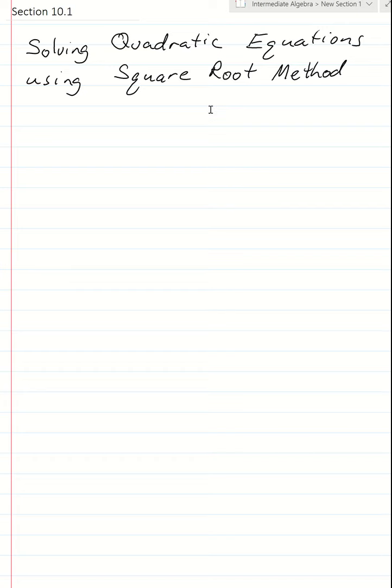And what are some of those skills? Simplifying square roots, rationalizing your square roots, working with the imaginary number i. All of those ideas we will utilize once again in chapter 10. Because in chapter 10, we're going to take a look at, once again, solving quadratic equations, except we're going to use a different method. For example, we have already seen how to solve maybe x squared minus 81 equals 0.